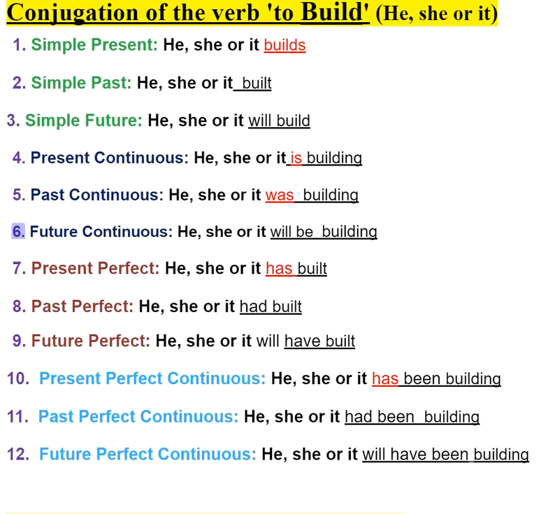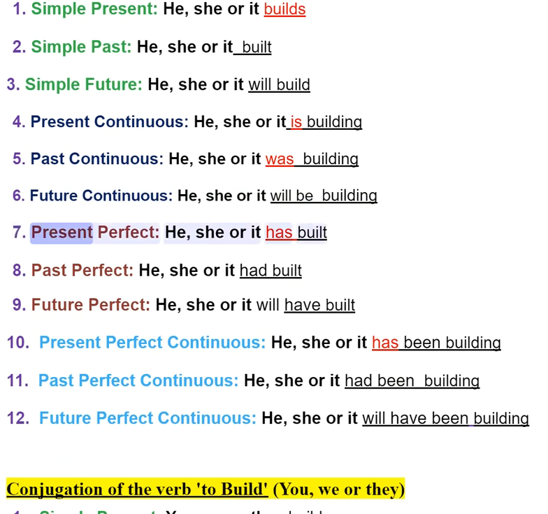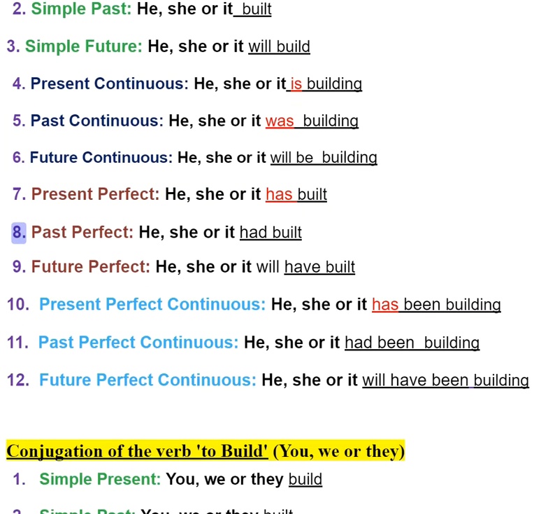6. Future continuous. He, she or it will be building. 7. Present perfect. He, she or it has built. 8. Past perfect. He, she or it had built.